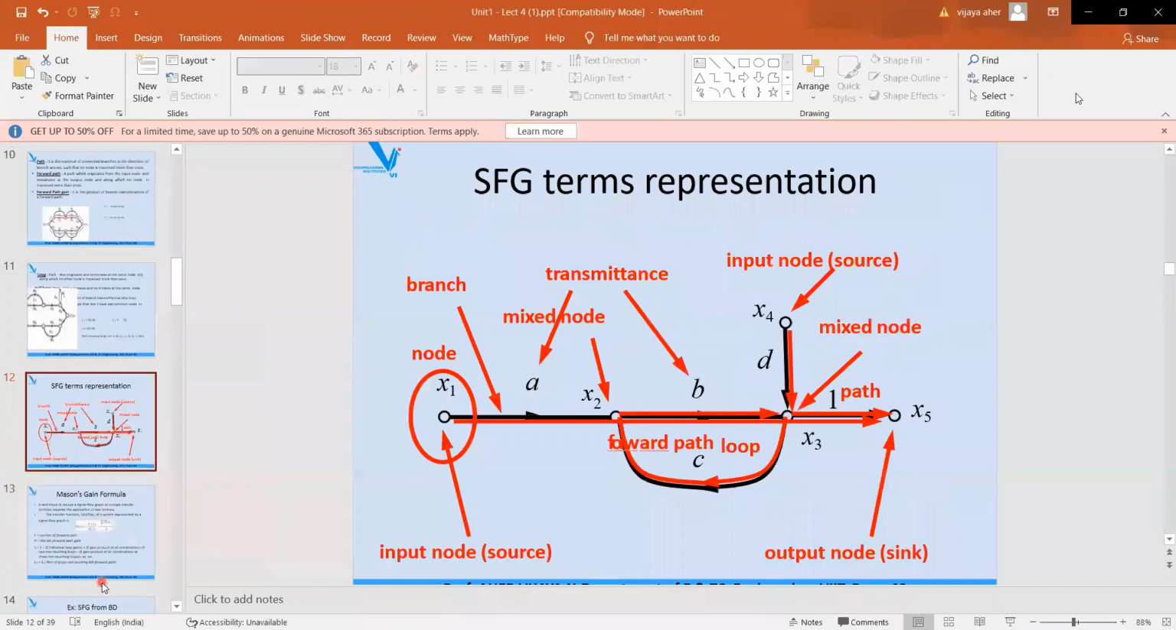Now all together I am going to represent my signal flow graph. All terms representation of SFG. सिग्नल फ्लो ग्राफ मध्ये काय काय असते, आतापर्यंत जेवढं सगळं शिकलात तेवढं सगळं आहे बघा SFG मध्ये. Now you can identify this. Okay, are you with me students?